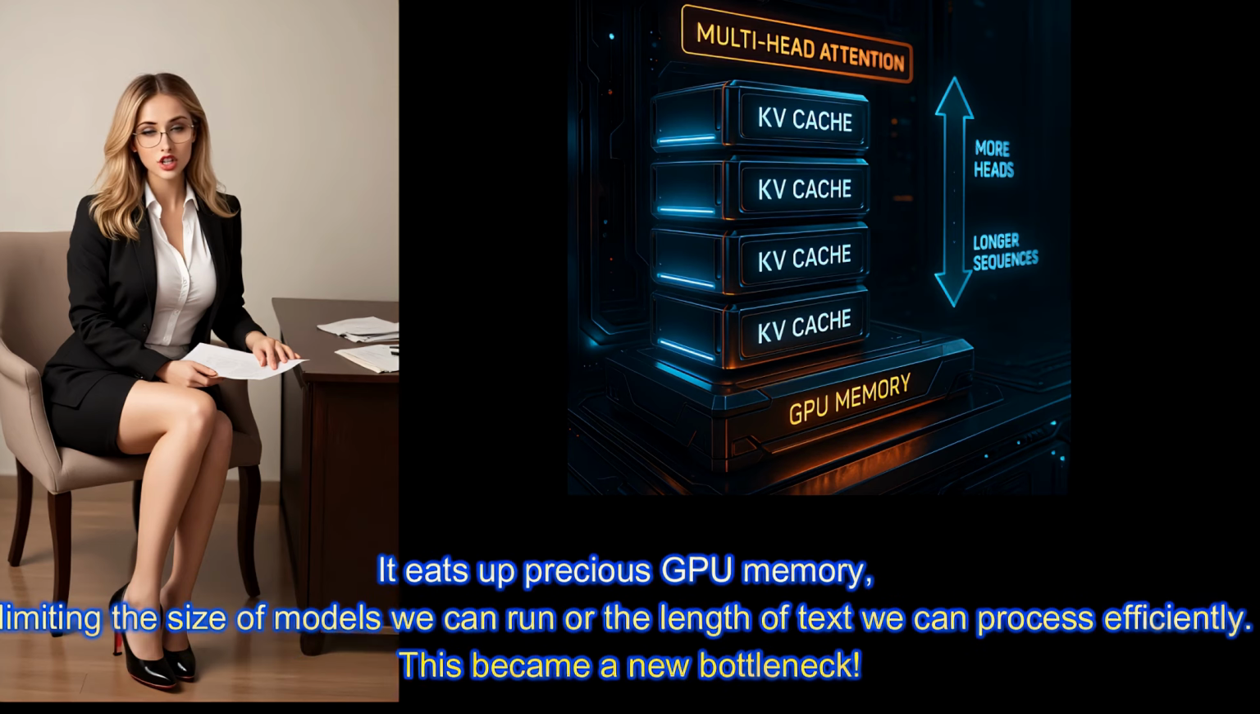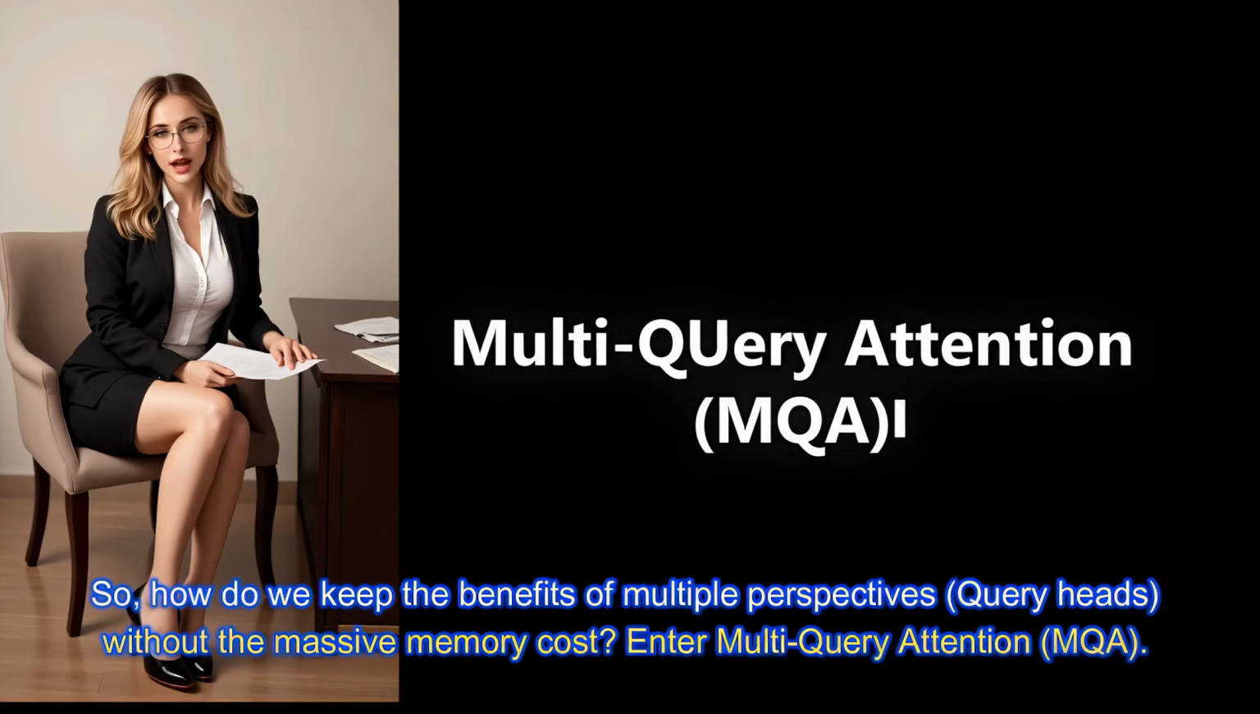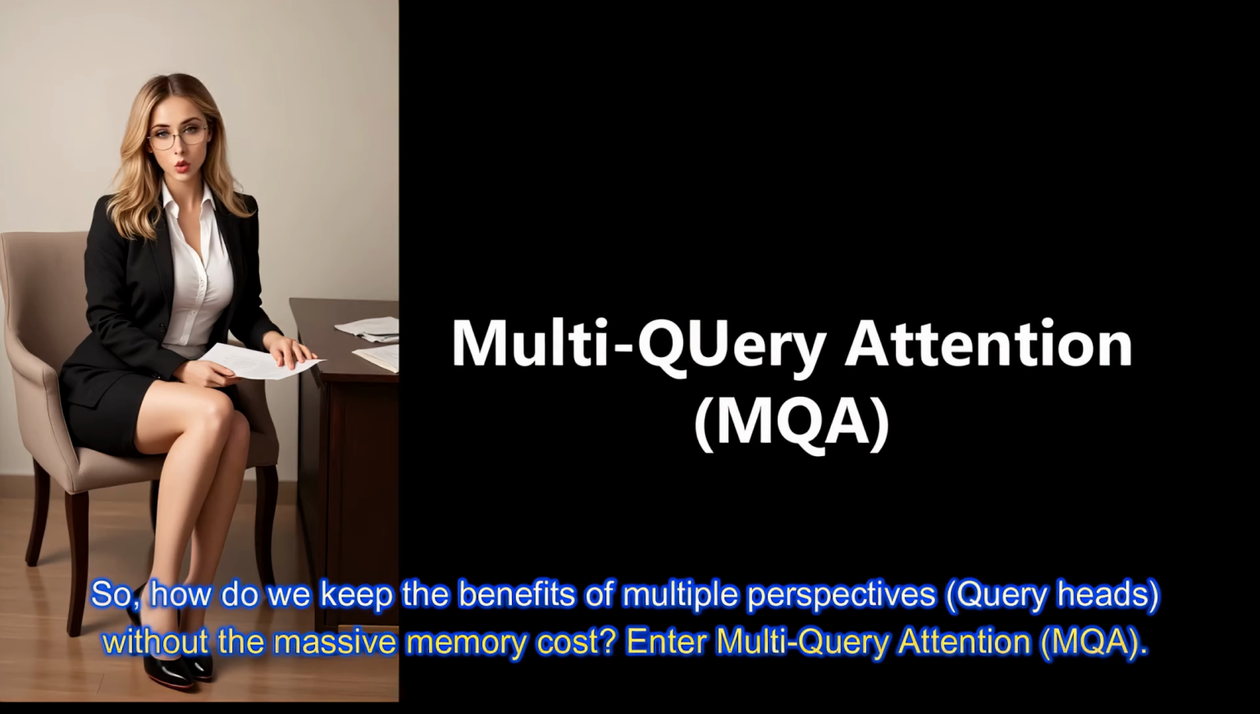It eats up precious GPU memory, limiting the size of models we can run, or the length of text we can process efficiently. This became a new bottleneck. So how do we keep the benefits of multiple perspectives, query heads, without the massive memory cost?